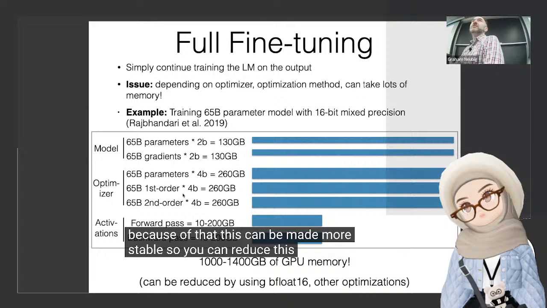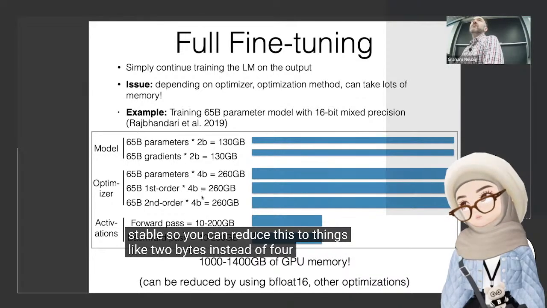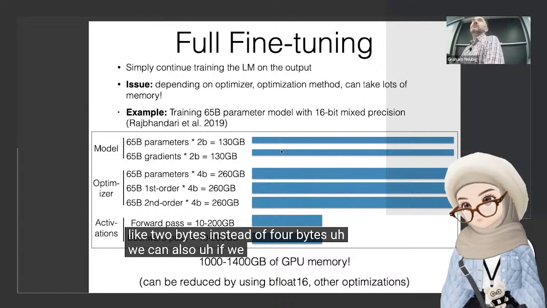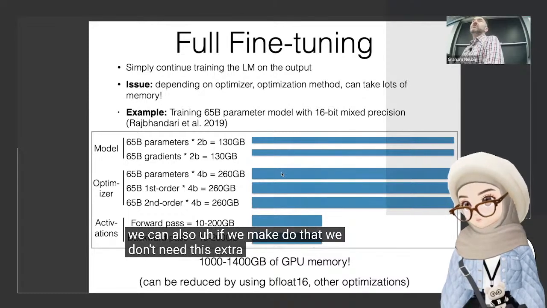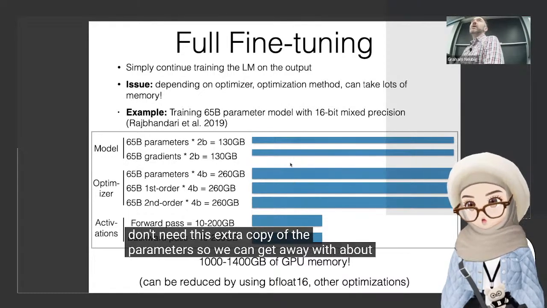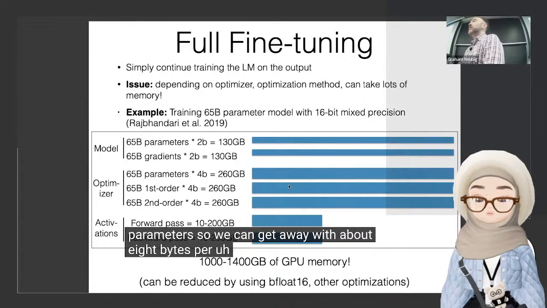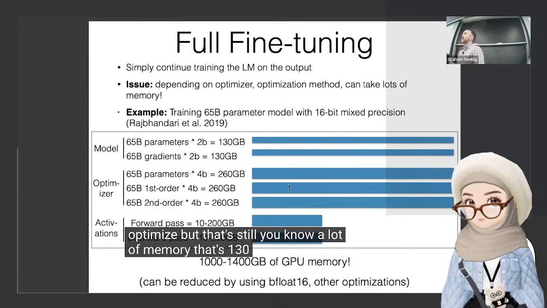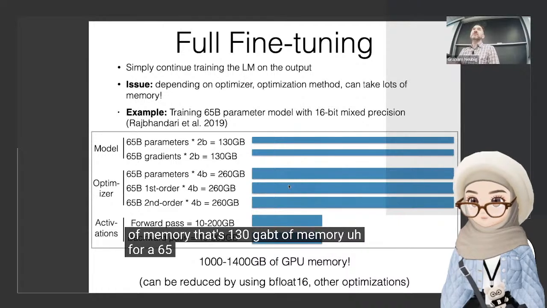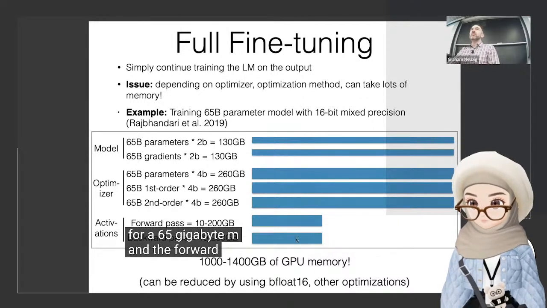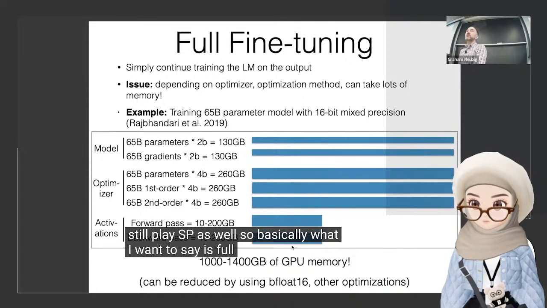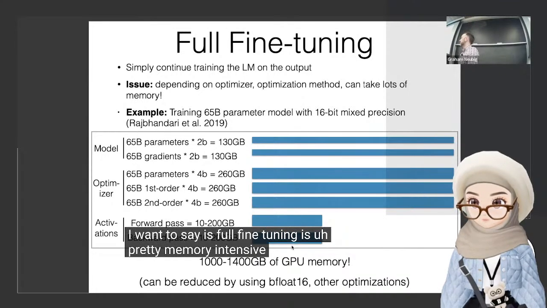Because of that, this can be made more stable, so you can reduce this to things like 2 bytes instead of 4 bytes. If we do that, we also don't need this extra copy of the parameters. So we can get away with about 8 bytes per parameter we want to optimize, but that's still a lot of memory. That's 130 gigabytes of memory for a 65 gigabyte model, and the forward and backward passes still take space as well. So basically, full fine tuning is pretty memory intensive.